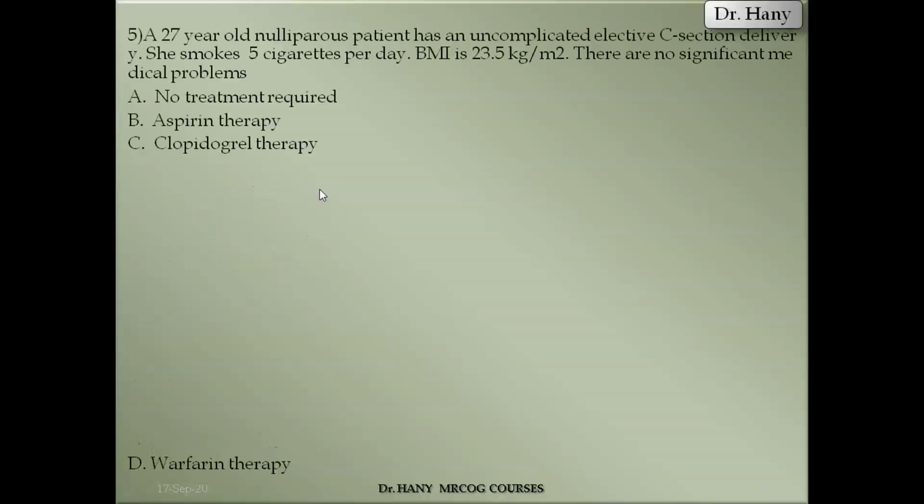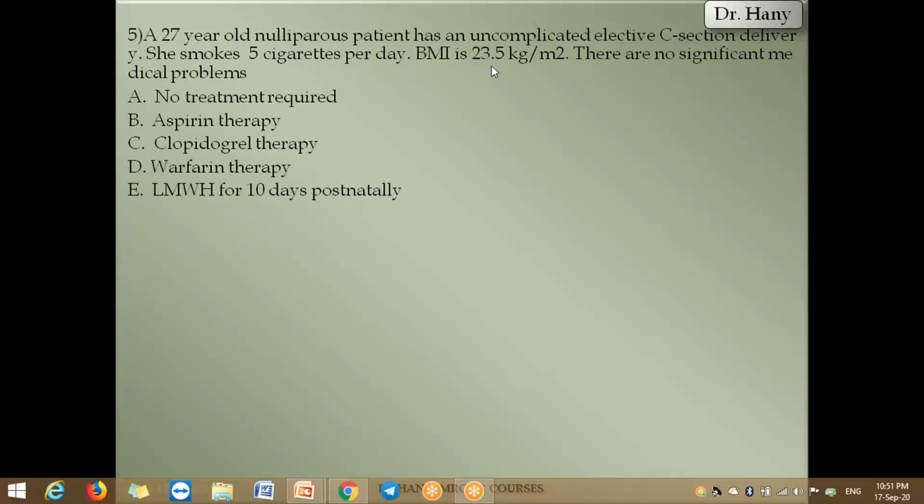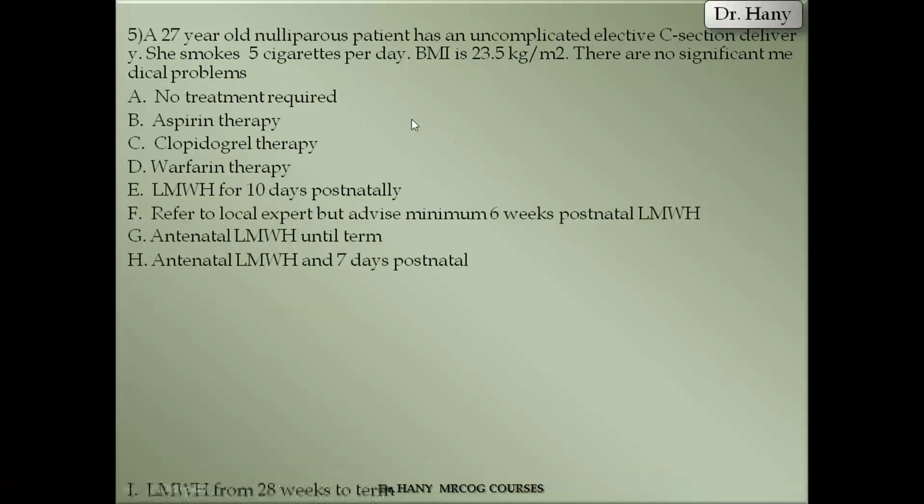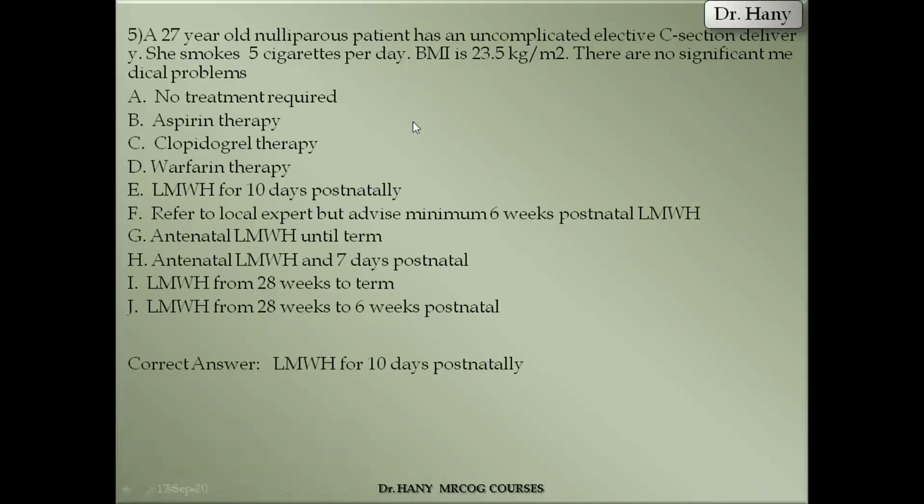A 27-year-old nulliparous patient has an uncomplicated elective cesarean section and she smokes, so score 1 and 1. Elective scores 1 and smoking scores 1. Three risk factors postnatally, so 10 days postnatal.